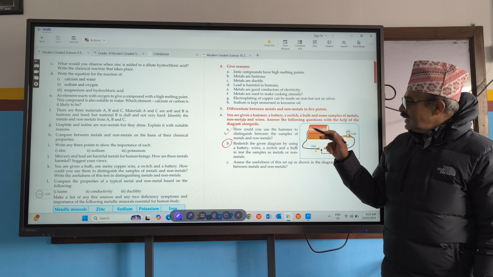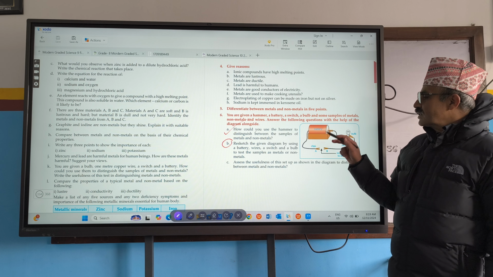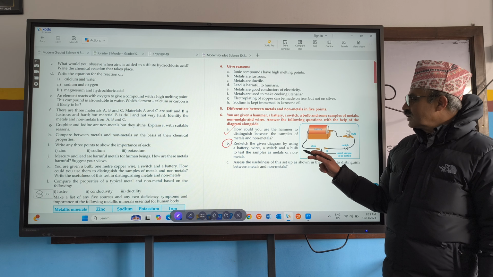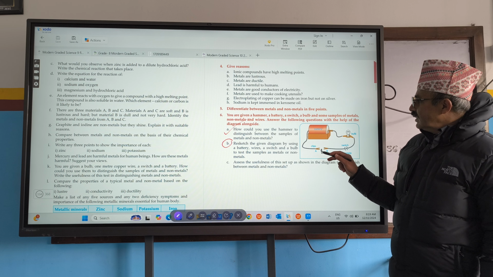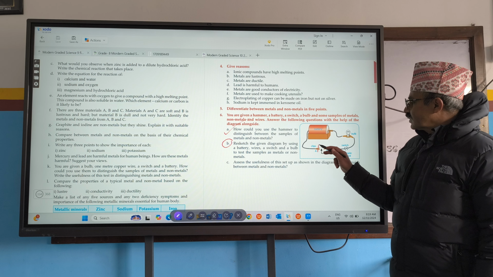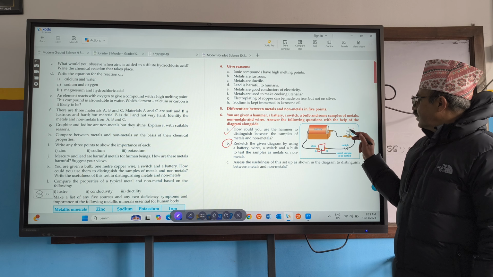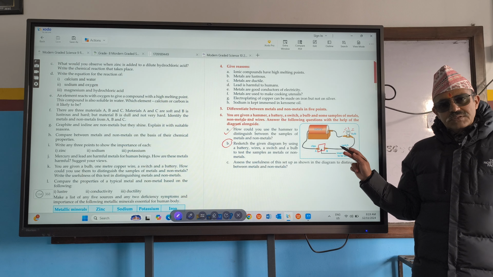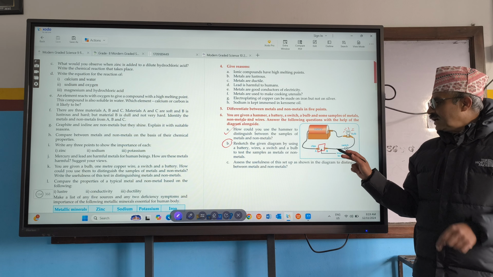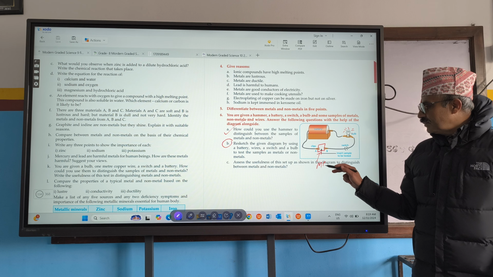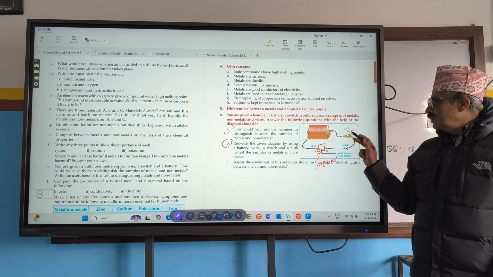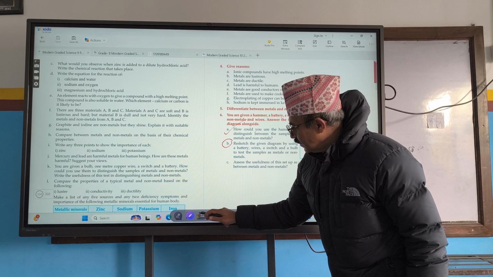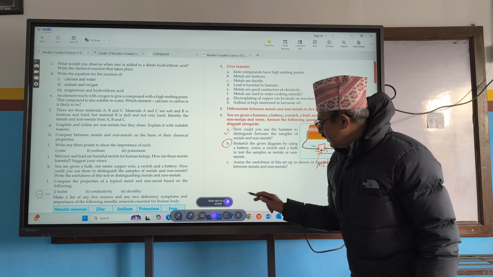What is the question? Resketch the given diagram by using battery, wires, a switch and bulb to test the samples as metals or non-metals. Resketch means, suppose you keep some metal here, then what does it do? The bulb glows, because metal is a good conductor of electricity. In one diagram, you write metal here, and it glows. Again, there must be another diagram. Two diagrams you have to draw.